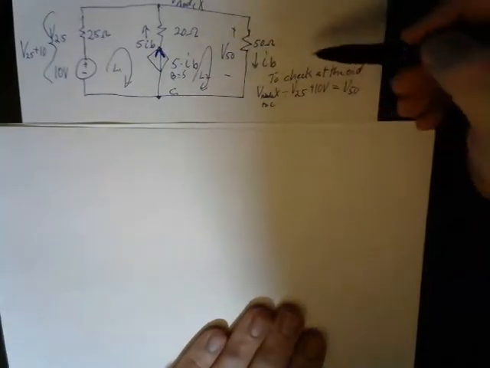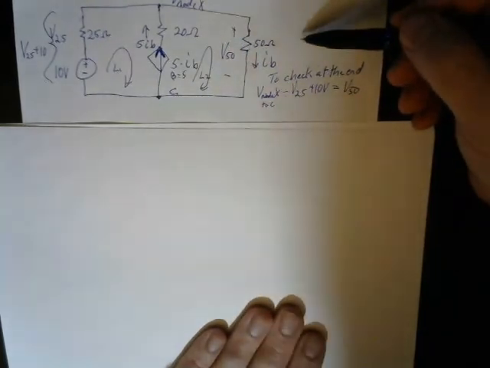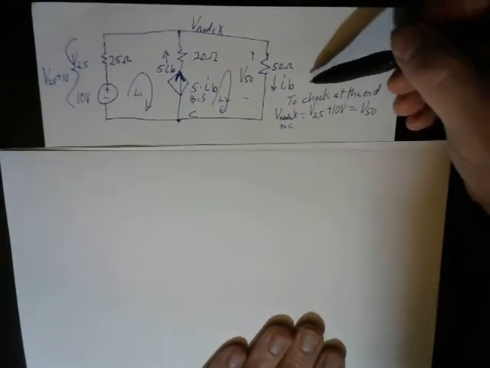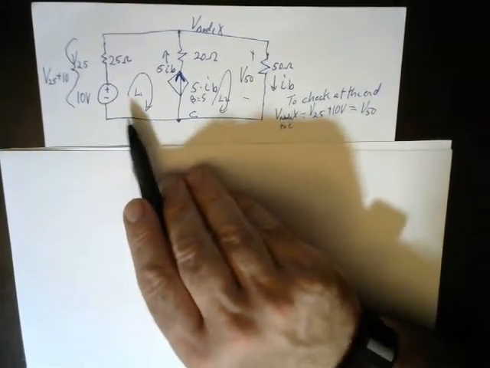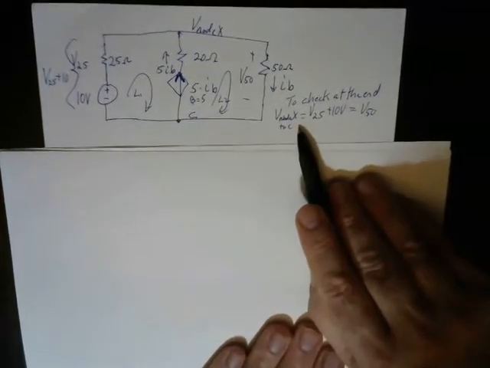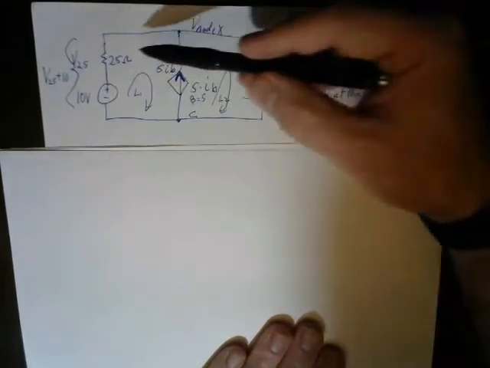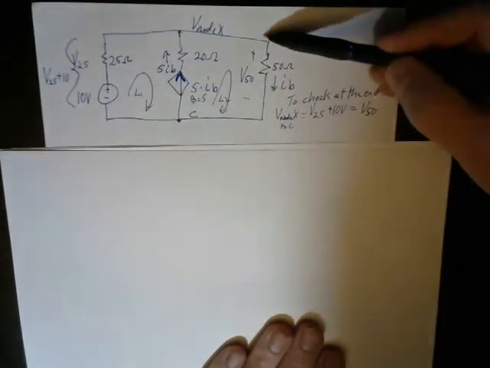So I did this circuit originally in a video, and a couple hours later, a student told me that this had an error. So I'm posting this video to correct that error. It was a sign error. And it's my fault because I didn't check my answer. So check at the end. You either need to go around this loop, or in this case, I noticed that since this is one node, if I find this voltage, it should equal this voltage.